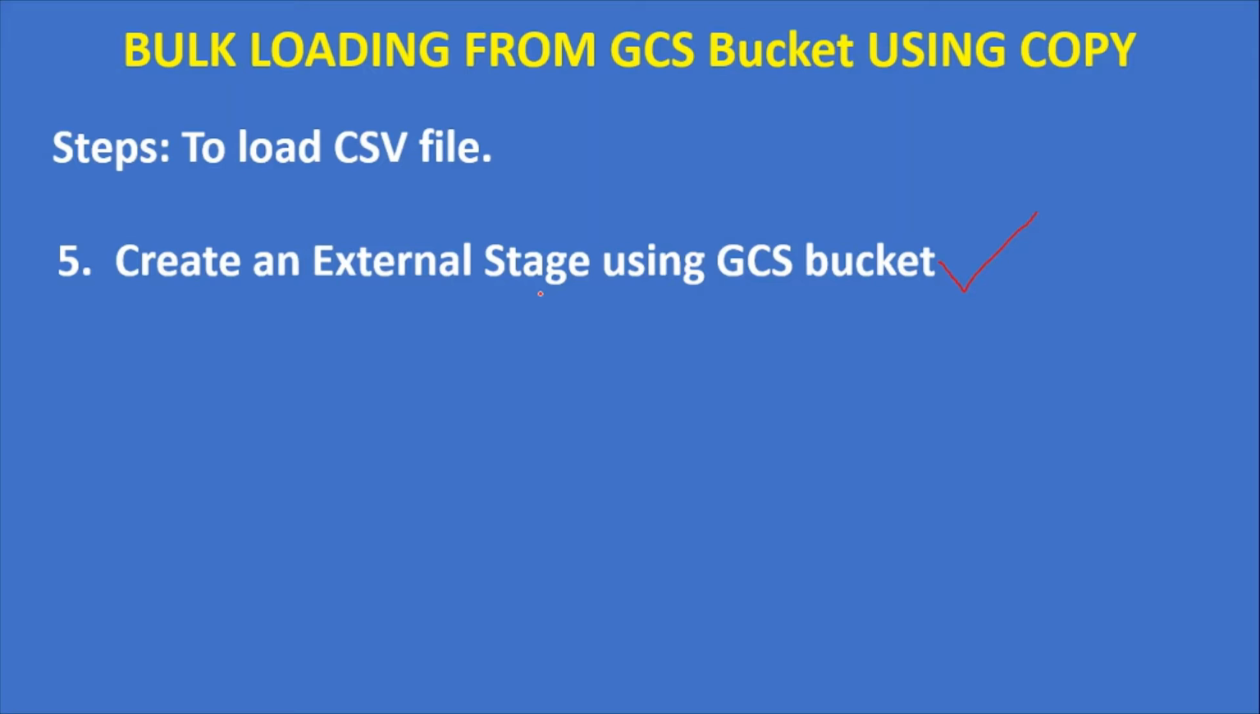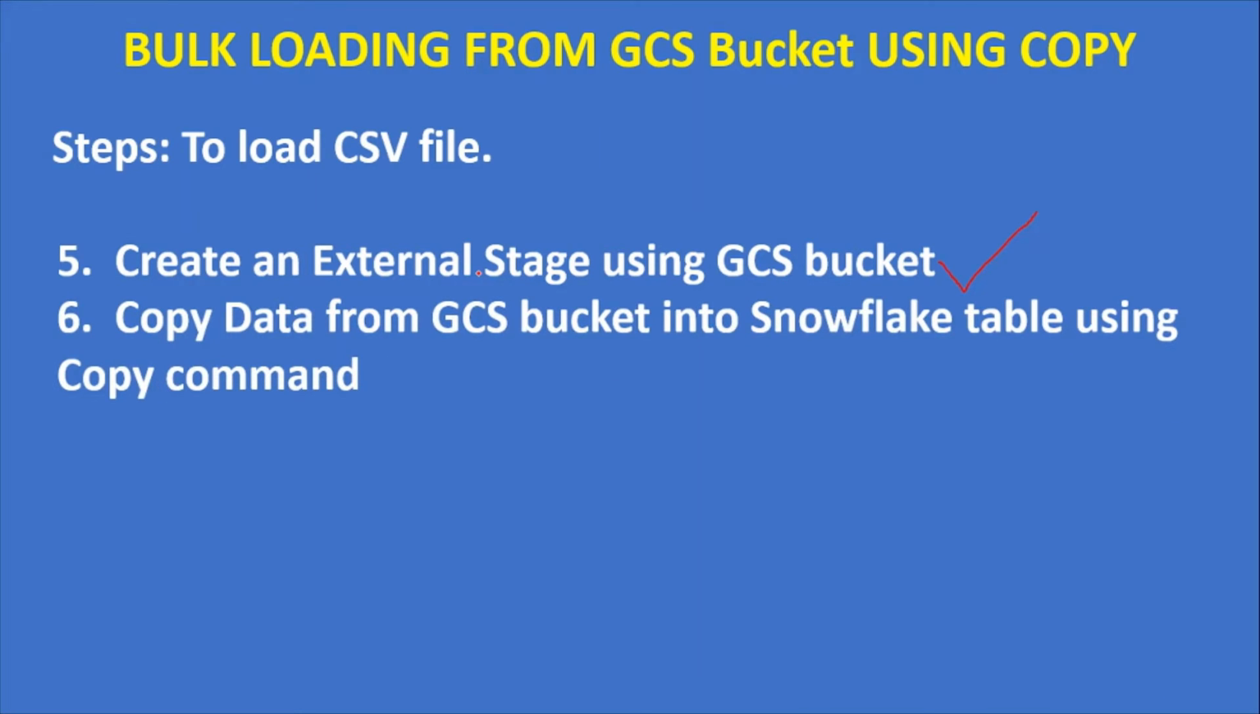In Snowflake, we have two types of stages. One is the internal stage and another one is the external stage. Here, to load the file from the GCS bucket, we have to create an external stage. And step number 6, copy data from the GCS bucket into the Snowflake table using the copy command. Let's see the same.